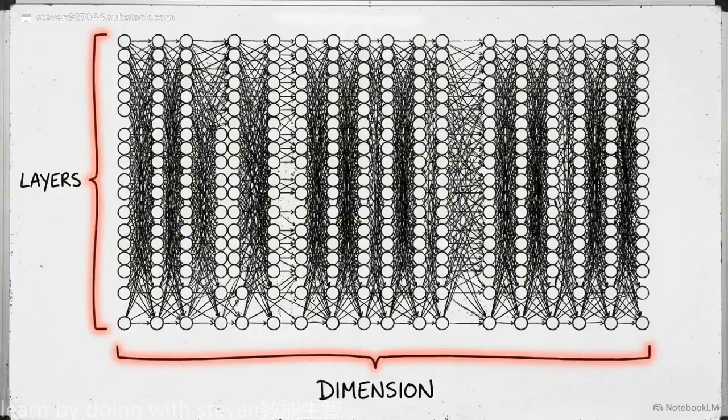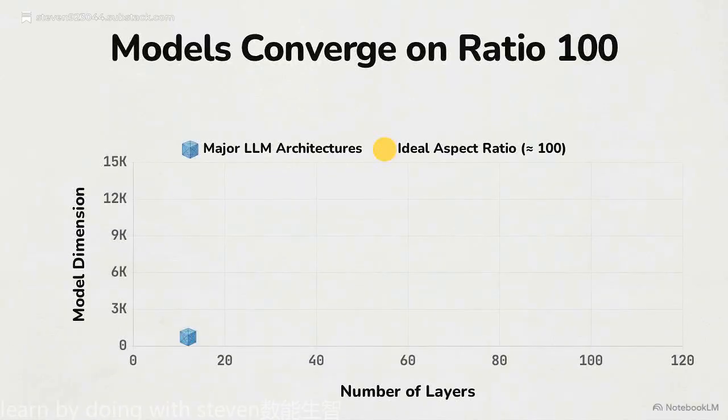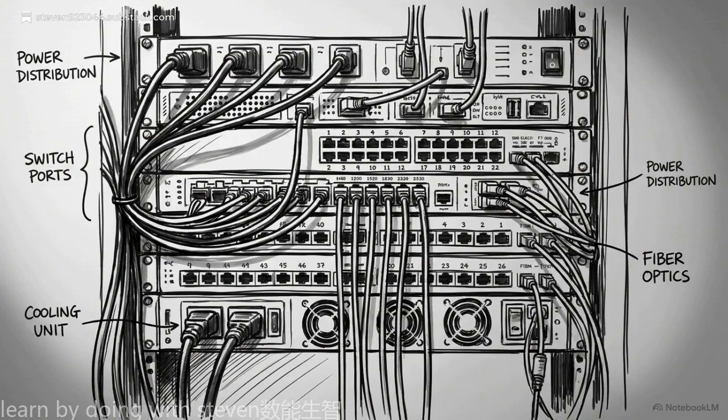The dimensions of these matrices define the network's width, while the number of blocks defines its depth. The ratio between the two is known as the aspect ratio. If you graph the architecture of nearly every major model built in the last 2 years, they cluster around a specific aspect ratio. The model dimension divided by the number of layers sits dependably near 100. This ratio exists entirely to satisfy distributed hardware.